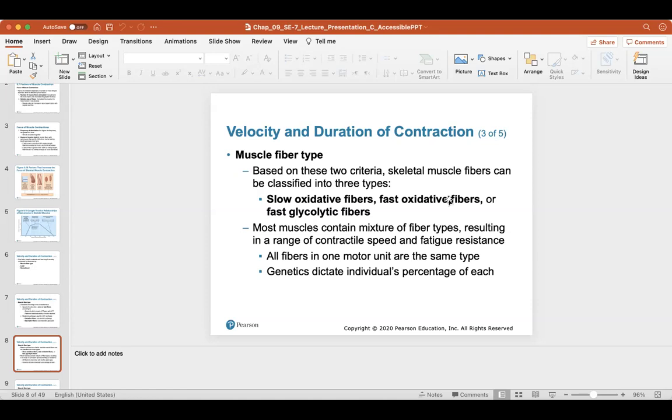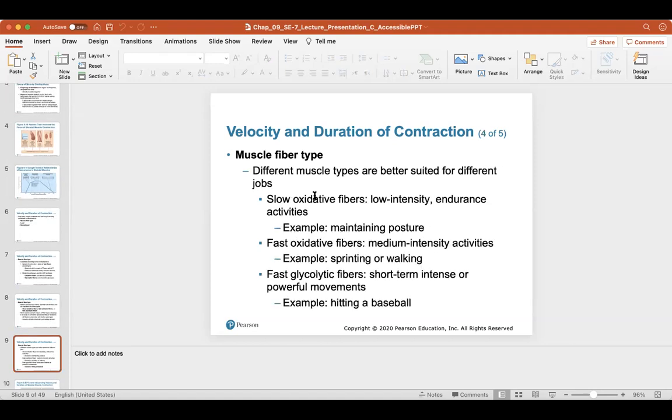Most muscles contain a mixture of all the fibers, and all the fibers in one motor unit are the same type. Genetics will usually dictate an individual's percentage of each type. So slow oxidative fibers are more consistent with people who use their muscles for endurance training, such as marathon running and swimming. Fast oxidative fibers and fast glycolytic fibers are more important for speed and quick contraction workouts. The different muscle types are better suited for different jobs.